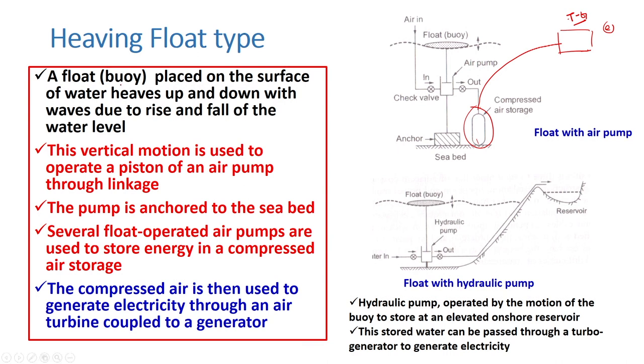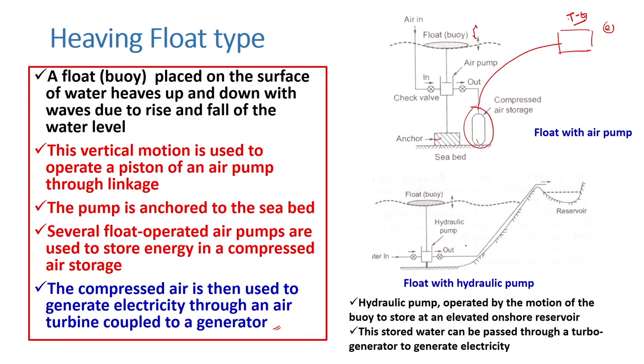That's why it is said a float placed on the surface of water heaves up and down with waves due to rise and fall of the water level. So once it goes up and down, what happens? It will give something like pumping of the air, and this will be stored. So this vertical motion is used to operate a piston on an air pump through linkage, and the pump is anchored to the seabed. Okay. Several float operated air pumps are used to store energy in a compressed storage system. And then this compressed air is used to generate electricity through an air turbine coupled to a generator.